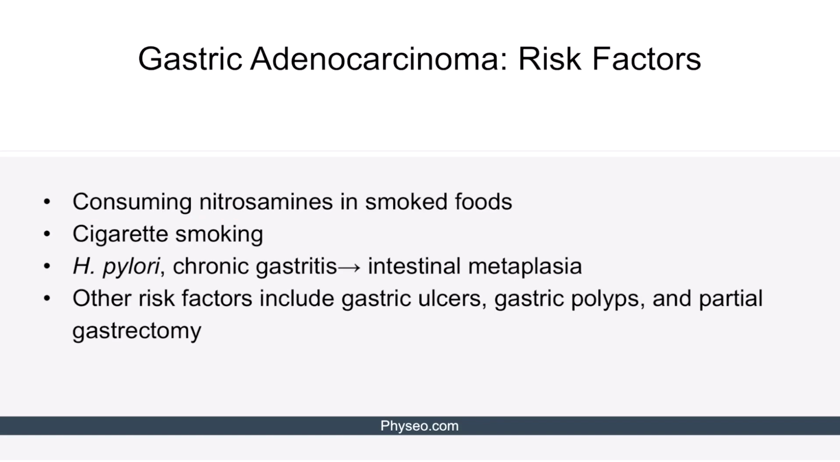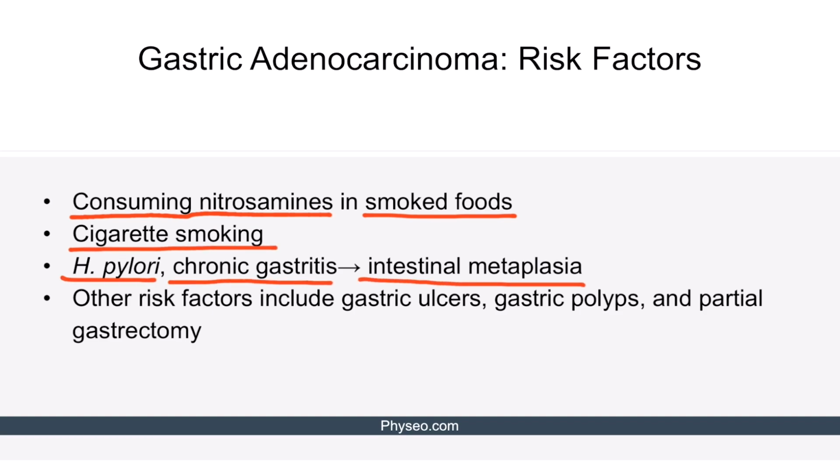There are multiple risk factors for gastric cancer. These include lifestyle factors such as ingestion of large amounts of food containing nitrosamines, which are commonly found in smoked foods, and cigarette smoking. H. pylori and chronic gastritis leading to intestinal metaplasia are also major risk factors. Other risk factors include gastric ulcers and gastric polyp. Cases of gastric cancer have also been found post-partial gastrectomy surgery.